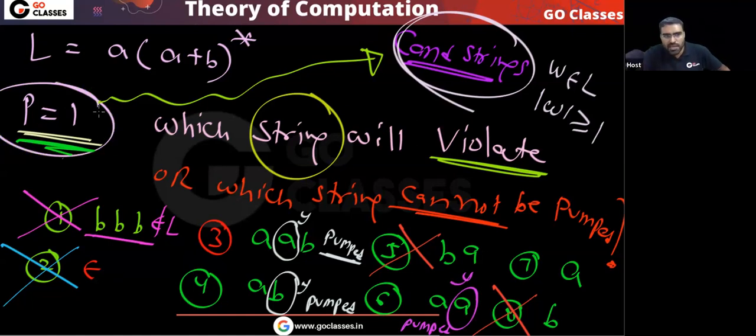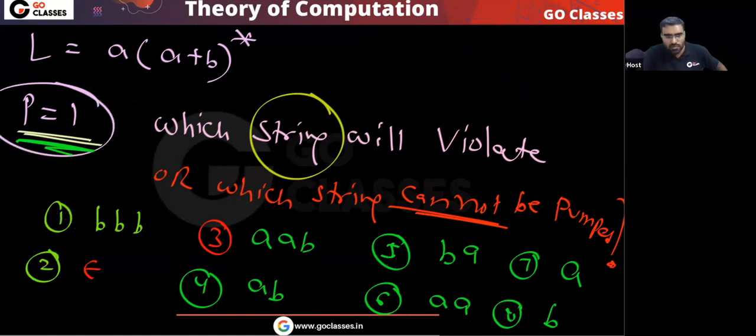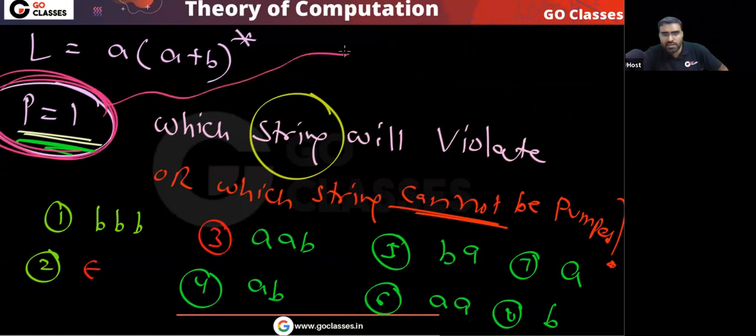See, p equal to 1. So where will you find y? First of all, candidate strings: those are the strings which belong to L and their length is greater than or equal to 1. Tell me, where to find y?